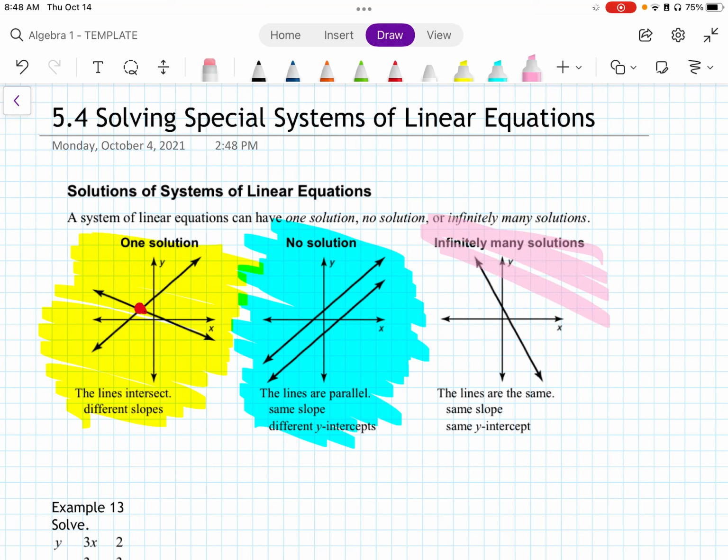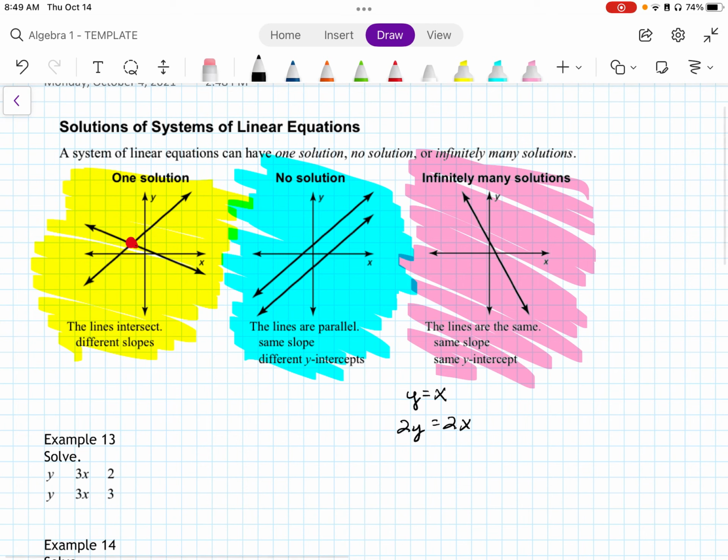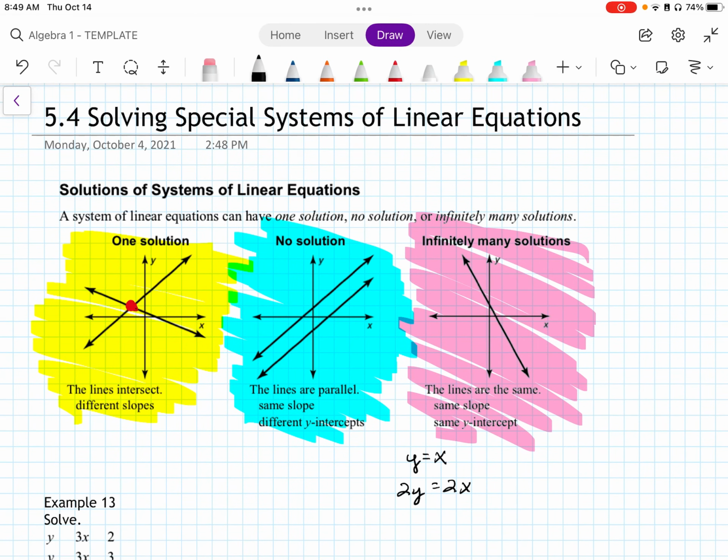We have infinitely many solutions, and that would be if they happened to list the same line twice, right? And they don't necessarily have to look exactly the same. It could be something like y equals x, and then 2y equals 2x, right? I could turn either of those into the other one by either multiplying or dividing by 2. So they're not necessarily going to give you the same exact line every single time, but they'll give you two equations that you could manipulate to turn into the other one. So that would be infinitely many.